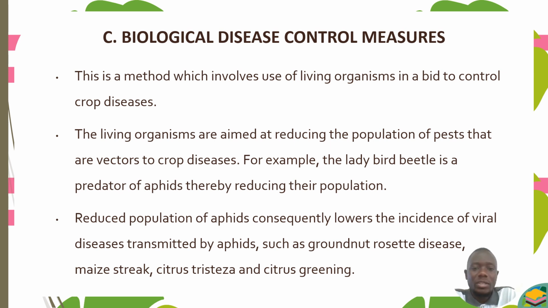That's a biological control measure. Reduced population of aphids consequently lowers the incidence of viral diseases transmitted by aphids, such as groundnut rosette disease, maize streak, citrus tristeza, and citrus greening.